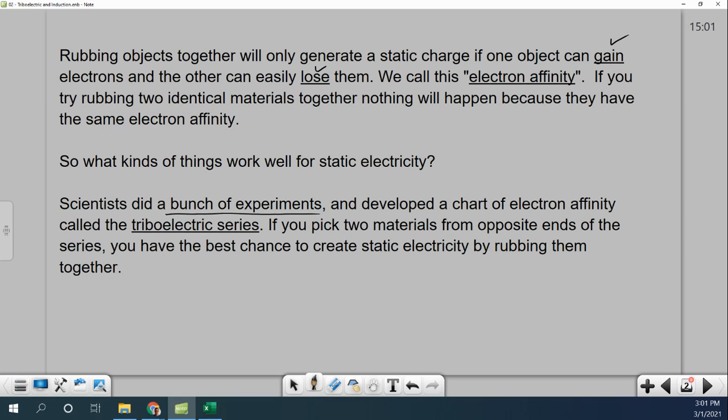And they named this chart the Triboelectric Series, which I'm not sure why they named it, but it's super fun to say. You should try it. Triboelectric Series. It's a fancy word. You drop that, everyone thinks you're super smart.